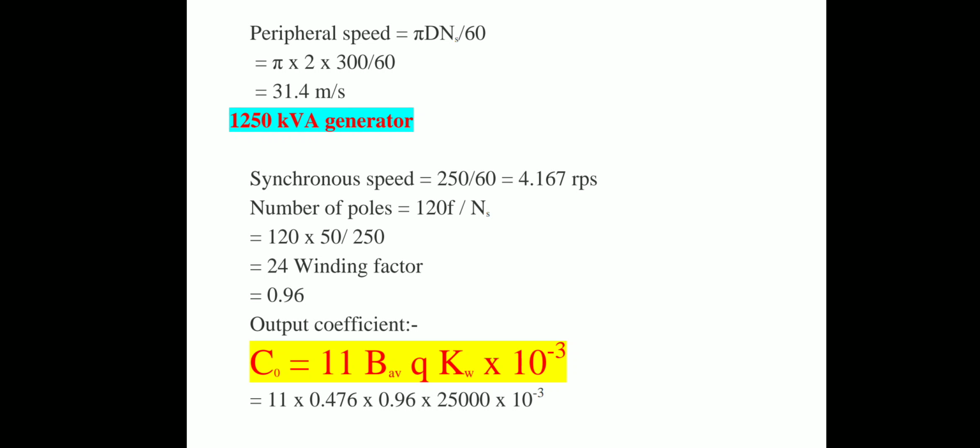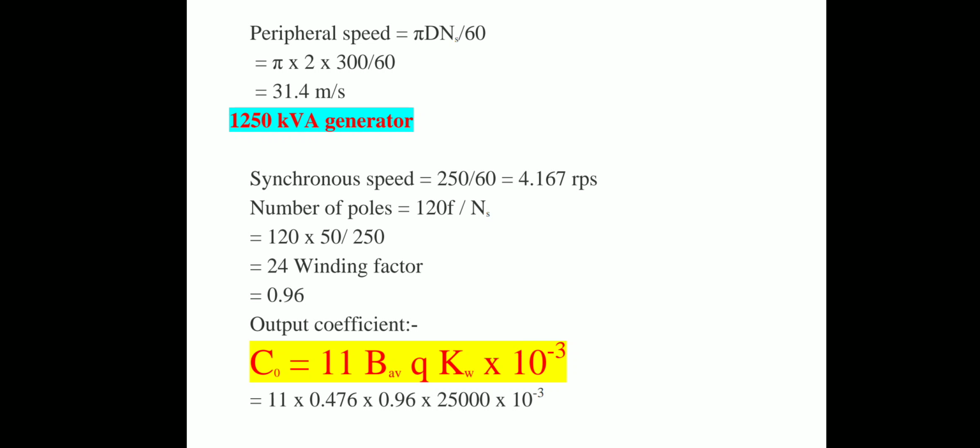1250 kVA generator. The synchronous speed is 250 divided by 60, which is equal to 4.167 RPS. We converted from RPM to RPS. The number of poles, similarly as we have done earlier in this numerical, will be given by 120 F upon NS. Put the value: 120 into 50 whole divided by 250 is equal to 24. Now the winding factor is known, 0.96. The winding factor is 0.96.